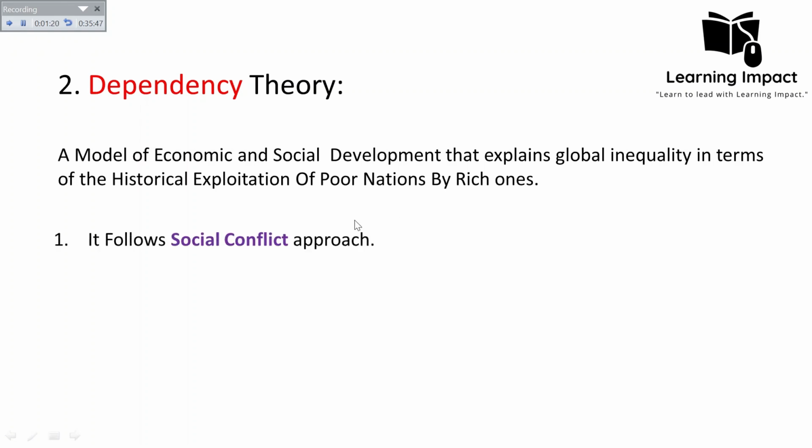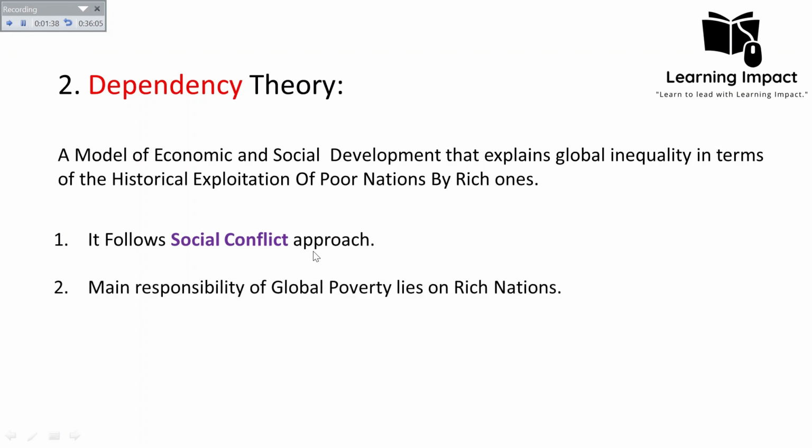So it followed a social conflict approach, which means it viewed the whole world as a kind of battlefield in which the rich nations are colonizing the poor nations, draining the raw materials from these countries, and exploiting them. The main responsibility for global poverty lies with the rich nations, because the dependency theory believes it is the rich nations who misuse the labor and other resources of the poor nations and create this cycle of global poverty.